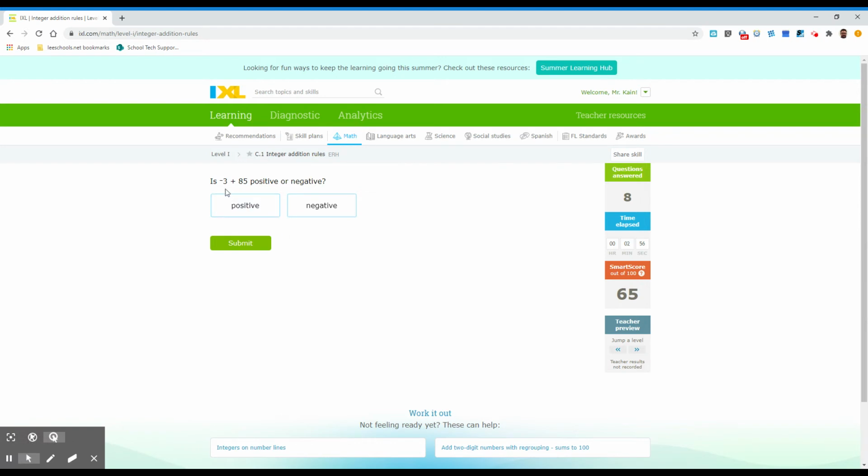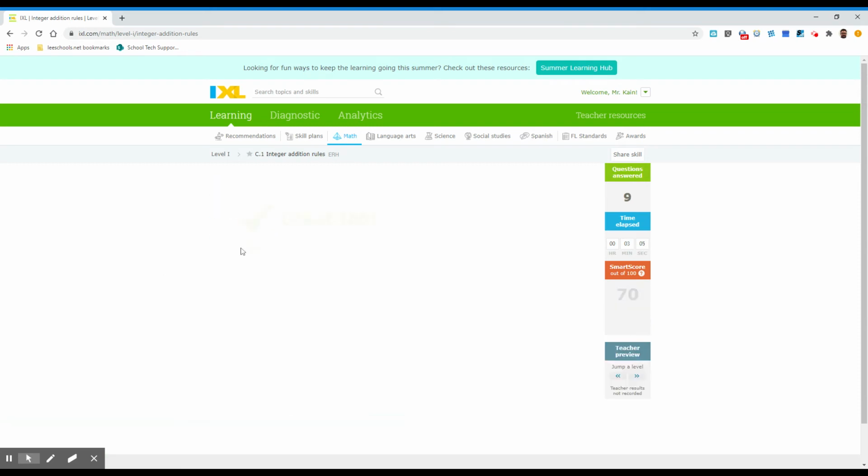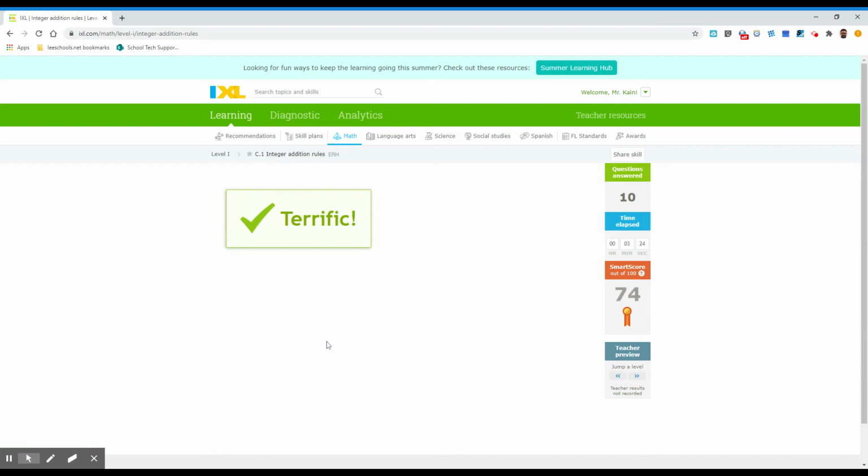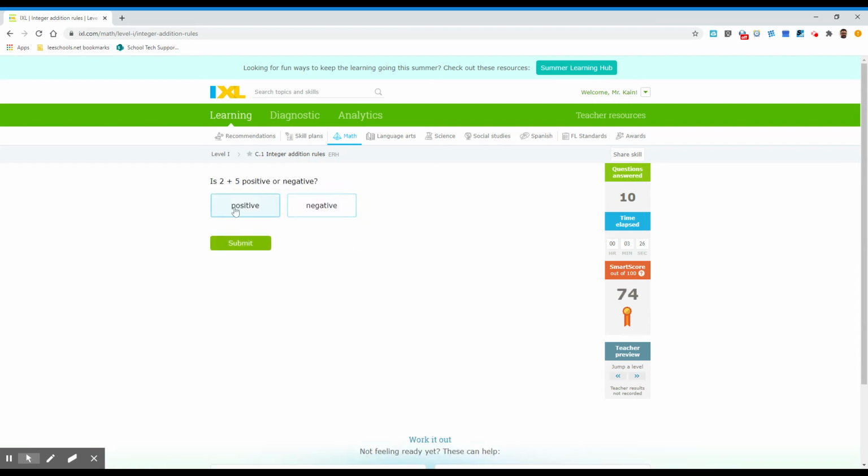Okay, so we have negative, positive. Let's just look at the numbers, 3 or 85. 85 is bigger, making it a positive. Okay, we have to repeat this a lot to get it into our brains, right? So we have a negative 88 and negative 71. Both are negative, so it's going to stay negative. All right, both are positive, it's going to stay positive.